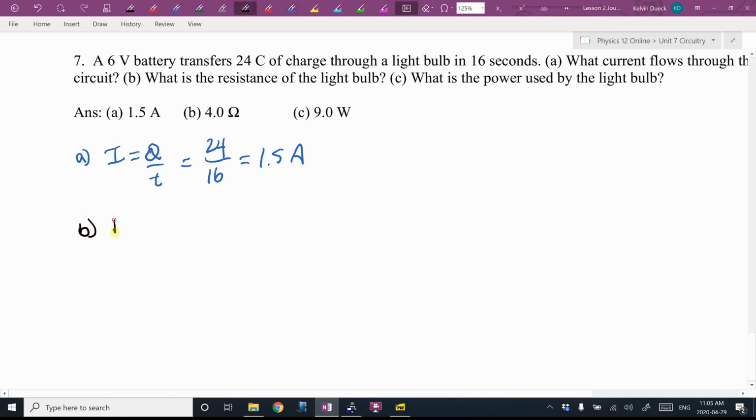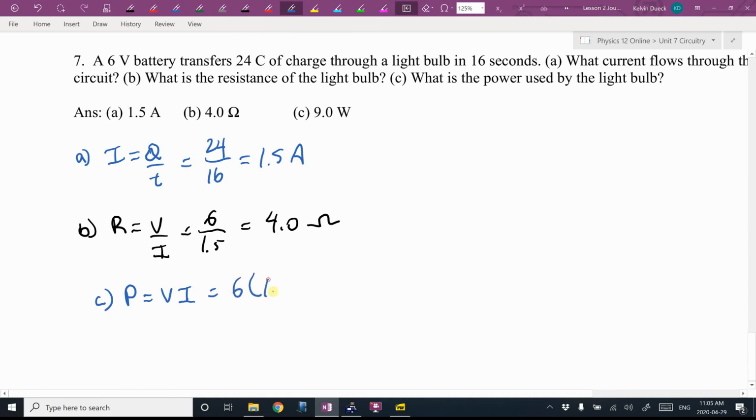B, what's the resistance of the light bulb? R equals V over I. It's going to be 6 volts divided by 1.5. Can I do that one in my head? Well, 60 divided by 15 is 4, so 6 divided by 1.5 is going to be 4 as well. My ohms symbol gets messier and messier. Let me make that a little better. And C, power. Well, power equals V times I. So it's going to be 6 times 1.5, which I'm pretty sure is 9 watts.